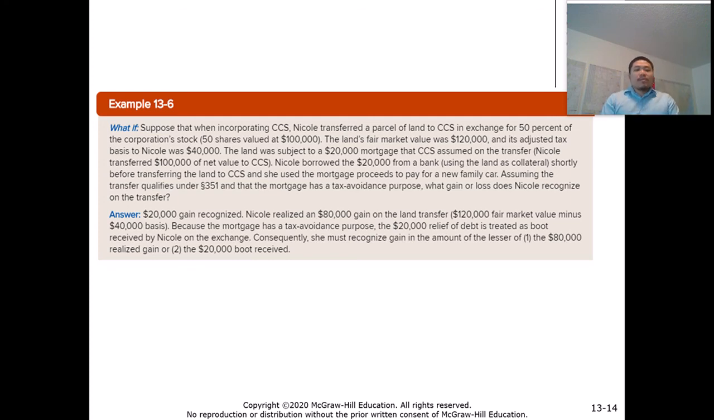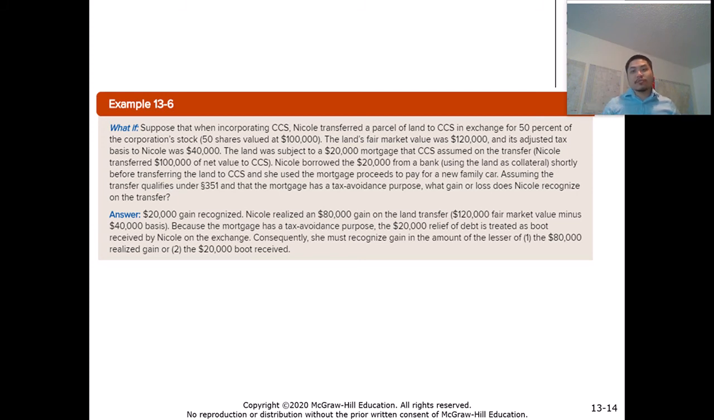So why is this a tax avoidance case? If Nicole hadn't borrowed money from the bank and taken out a mortgage, and she just contributed the land, then the corporation would have had to deliver to her the $100,000 worth of stock, and probably $20,000 cash.